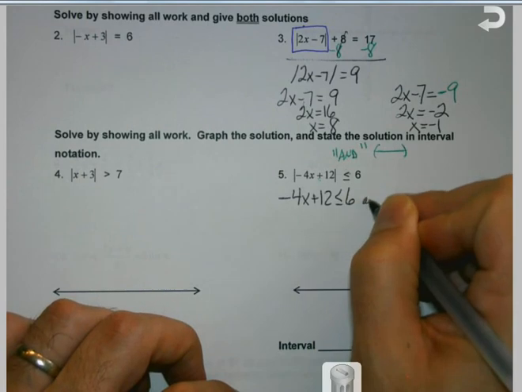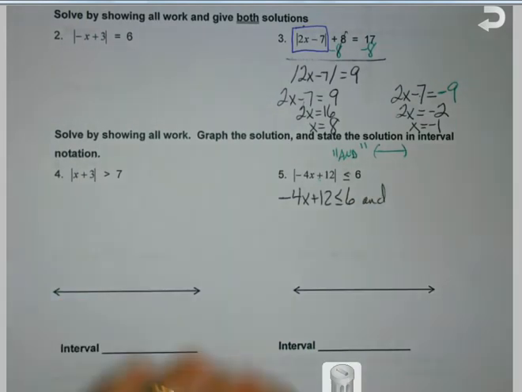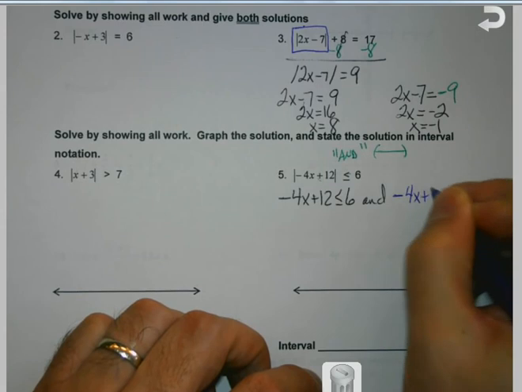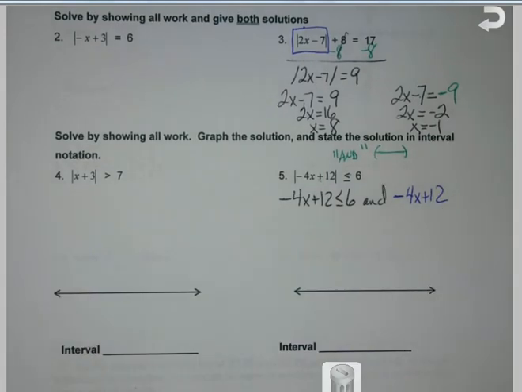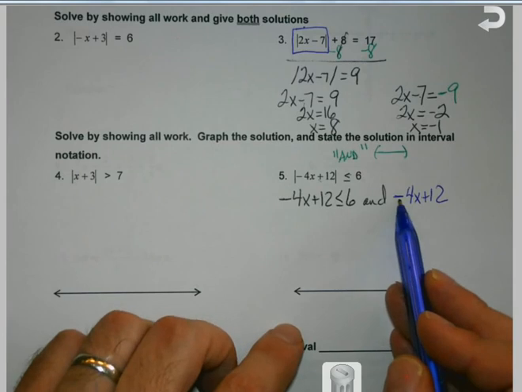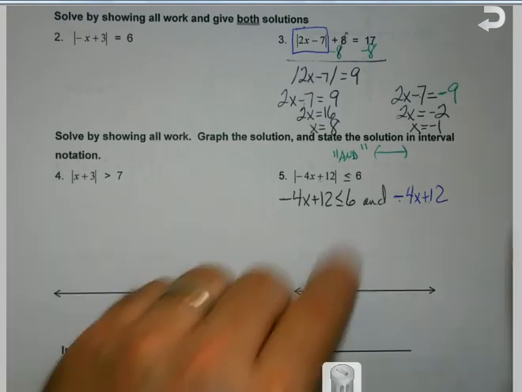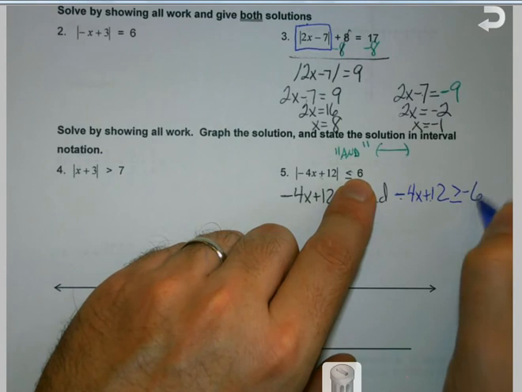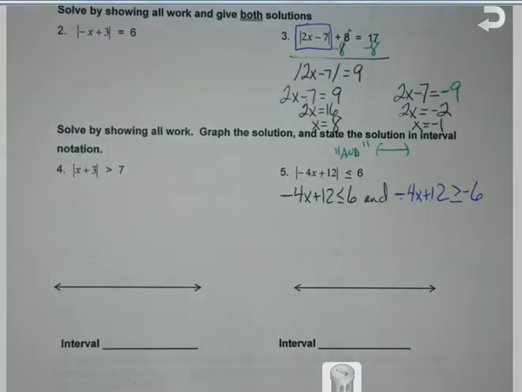copy it the first time. Second time, copy what's inside the bars. Notice I didn't change anything inside. Okay, I didn't change this to positive 4x. Nothing with that. Switch the arrow. Switch the sign. That never changes. Arrow and the sign of your answer, air quotes. And then I just solve each of these.